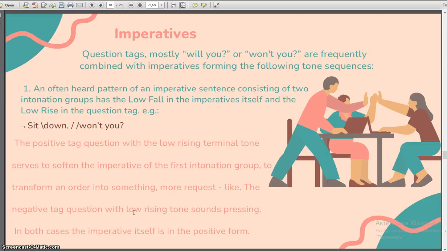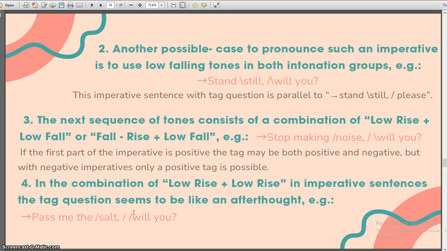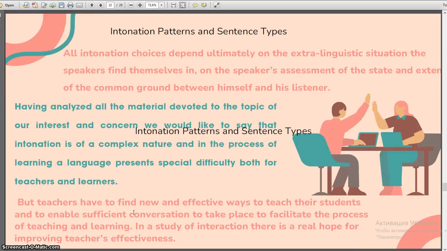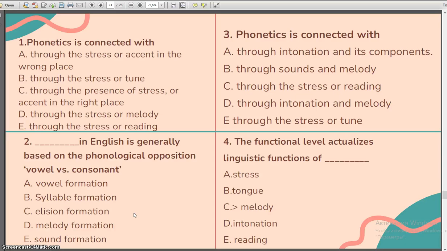Next one, imperatives. Question tags, mostly will you, won't you, are frequently combined with the imperative, forming the following tone sequences. Next, there are other possible intonation patterns and sequence types, and there are some tests for intonation in the simple sentence.